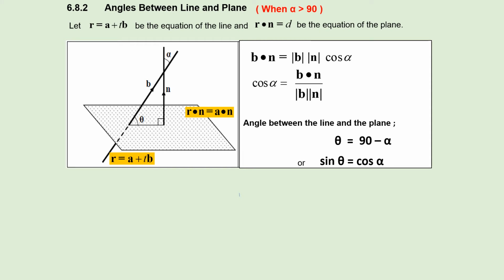Now we want to discuss one special case when alpha is more than 90 degrees. When you do the calculation b dot n, sometimes you have a negative sign. When you have a negative sign, it means alpha, the angle between the line and the normal, is an obtuse angle.